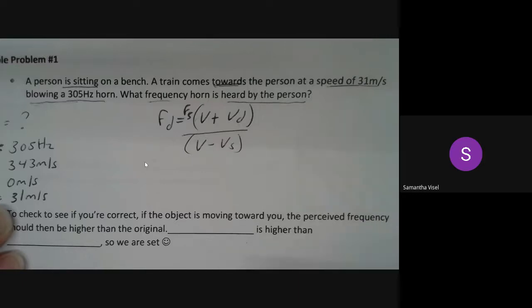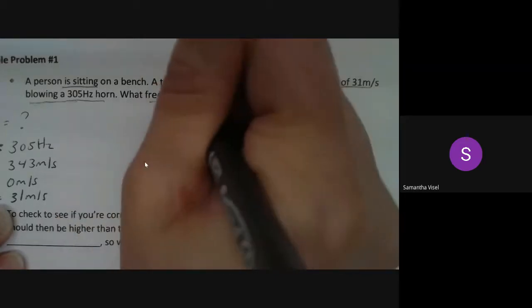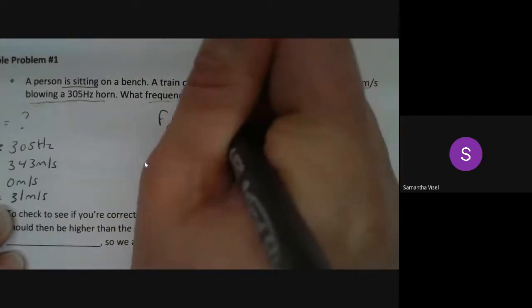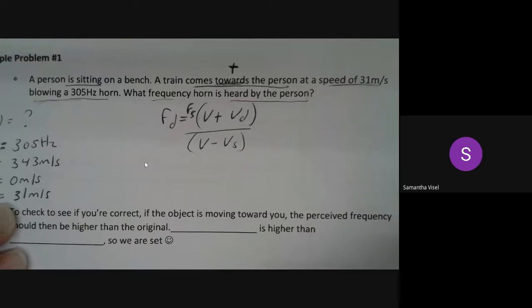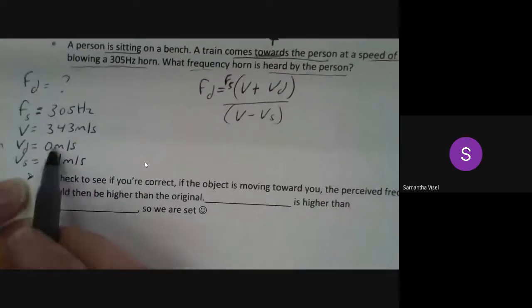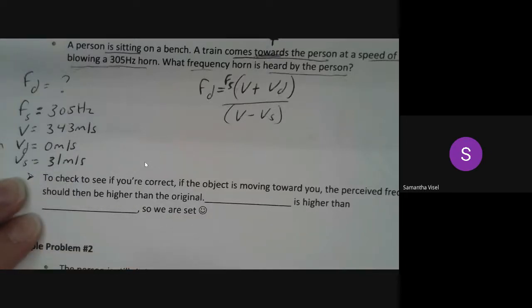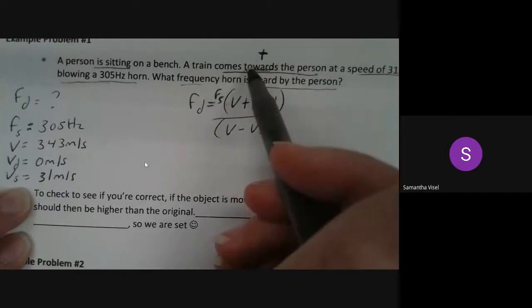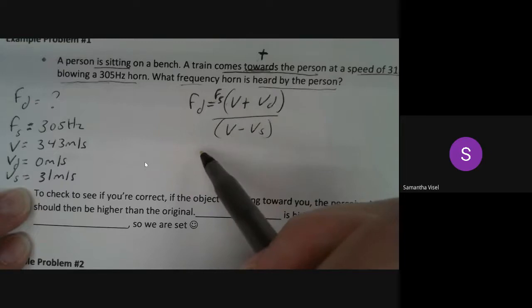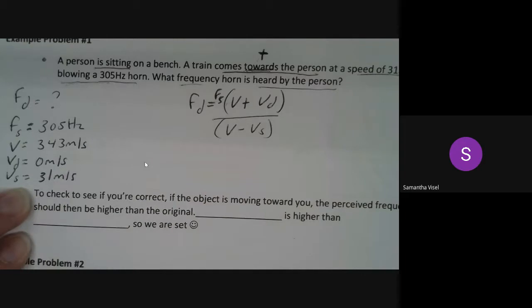So for my example problem here, person sits on the bench, train comes towards the person. So towards, that's the same as approaching, heading to. So towards, this means this is a positive velocity. So I'm going to just leave this number as is, and I'm going to treat it as a positive number. If this said the train was leaving the station, going away from the person, heading away, then I would write this as a negative 31 meters per second.